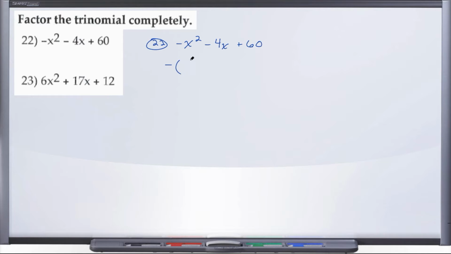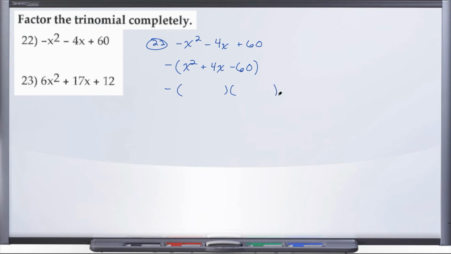So if we take out a negative, then what we're left with is now a positive x squared plus 4x and now minus 60. Right? So all factoring out a -1 does is change the sign of all three terms. And now we have a trinomial where the leading term, our squared term, is positive. So now let's go ahead and factor like we've been doing.